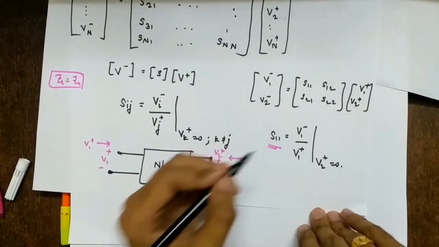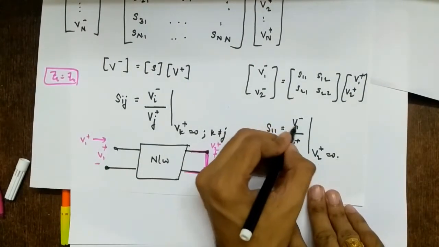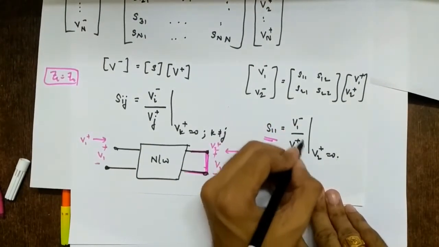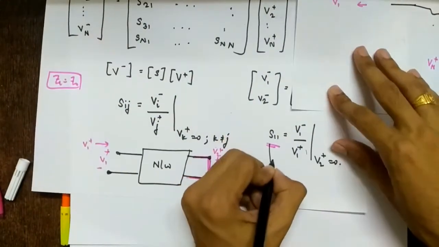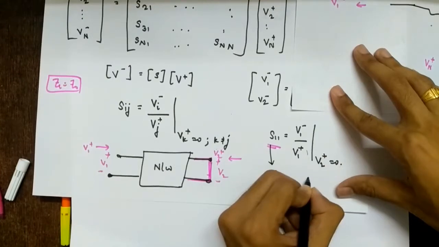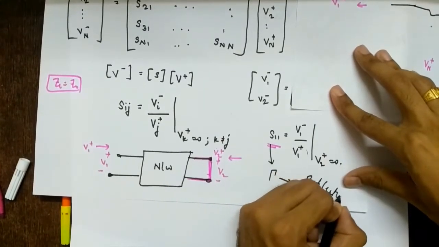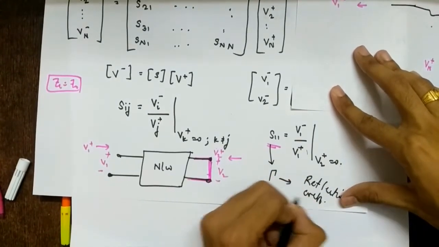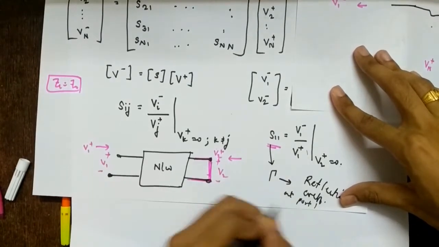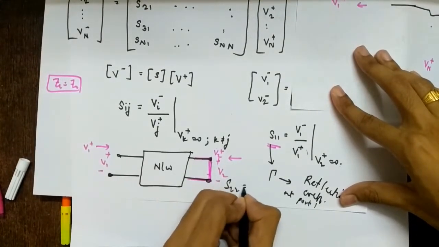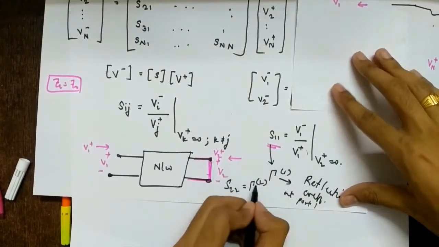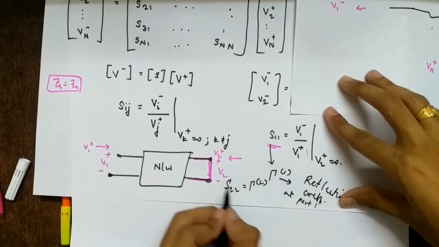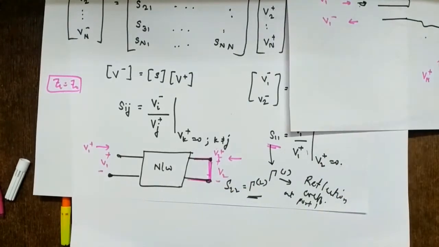So what can I say about S11? It is the voltage of the reflected wave at port 1 upon the voltage of the incident wave at port 1. So it is nothing but this formula. S11 is always our reflection coefficient, gamma, at port 1. Similarly, if you calculate S22, again it is gamma, but at port 2. We can indicate it this way: gamma superscript 2, gamma superscript 1. So S11, S22, S33 are all reflection coefficients at the particular ports.